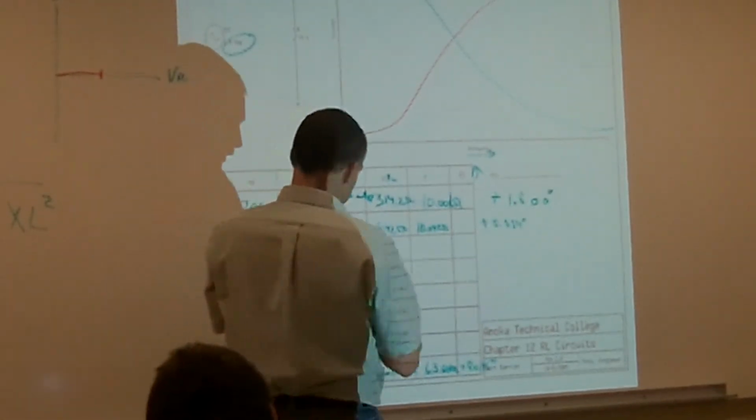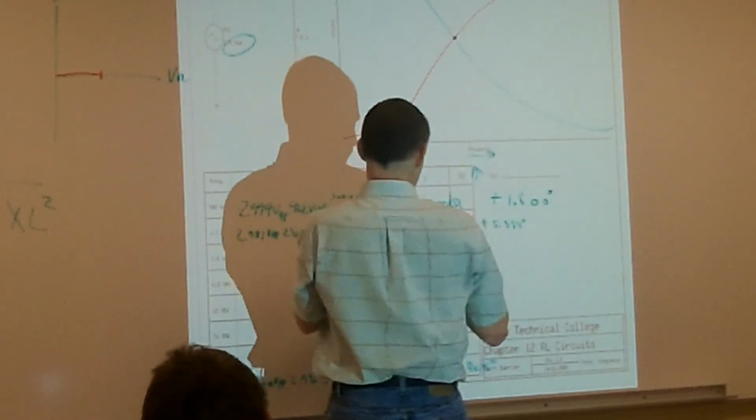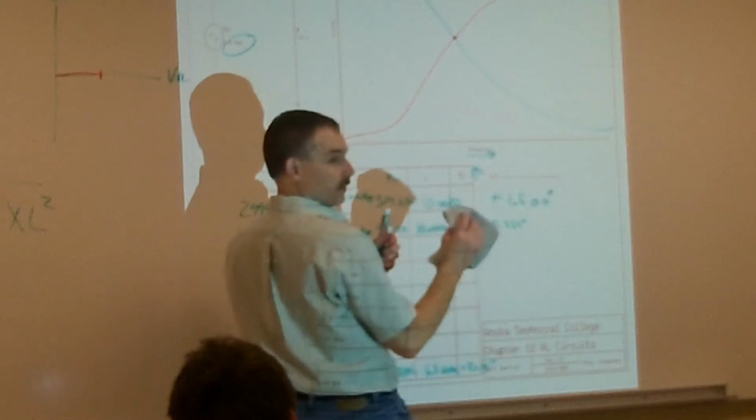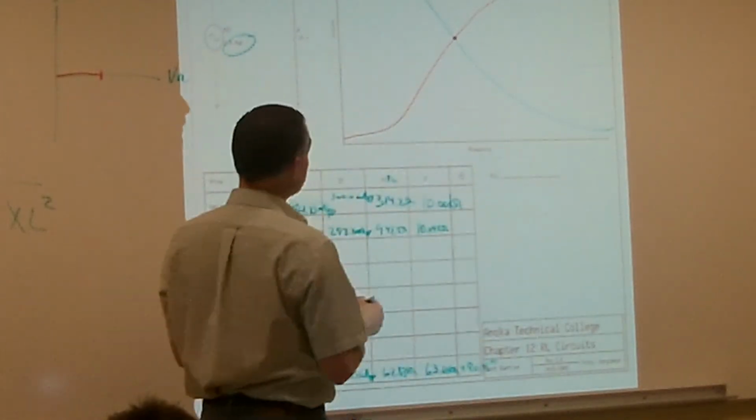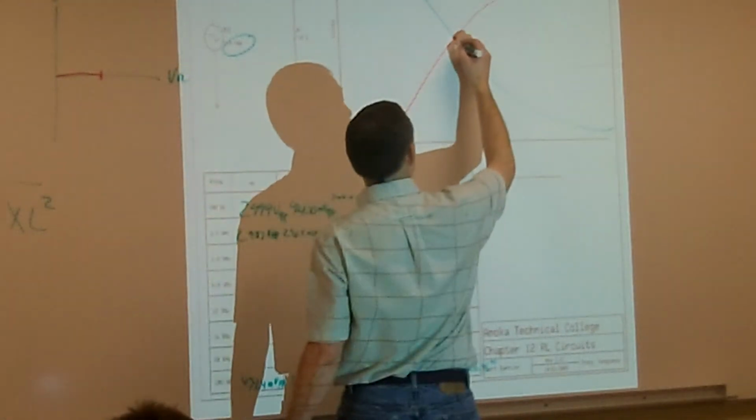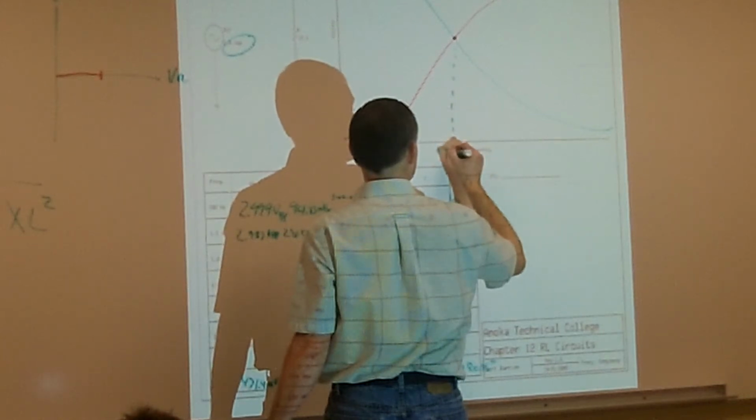And then right at this point, where these two intersect, what do I call that point? My cutoff frequency. And that happens at what angle? 45 degrees. And on an RL circuit, it's going to be a positive 45 degrees.